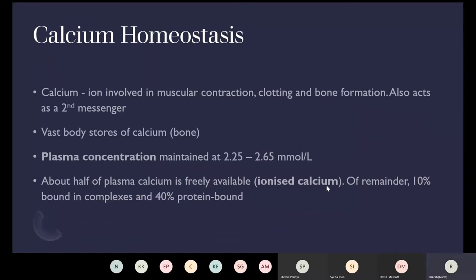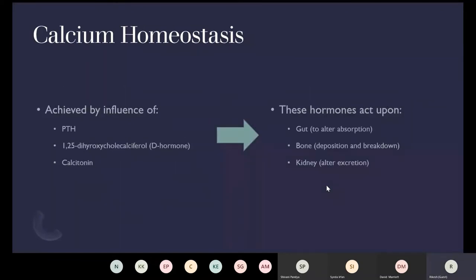And then calcium homeostasis. Calcium is a really important ion, which is involved in muscular contraction, clotting, and in bone as well. It also acts as an important second messenger. There are vast body stores of calcium, and the plasma concentration is maintained at 2.25 to 2.65 millimoles per litre. About half of the plasma calcium is freely available, so ionized. Of the rest, about 10% is bound in complexes and about 40% is protein bound. Calcium is tightly regulated, and that's achieved by these three things that I've discussed earlier: parathyroid hormone, D hormone, and calcitonin. They act on the gut to alter the absorption, on bone to affect the deposition and breakdown, and in the kidney to alter the excretion.